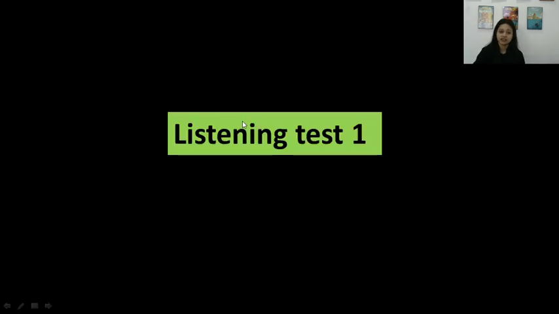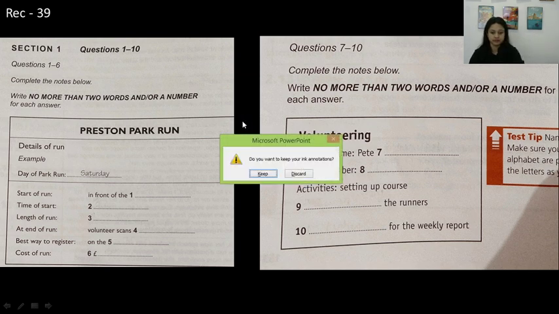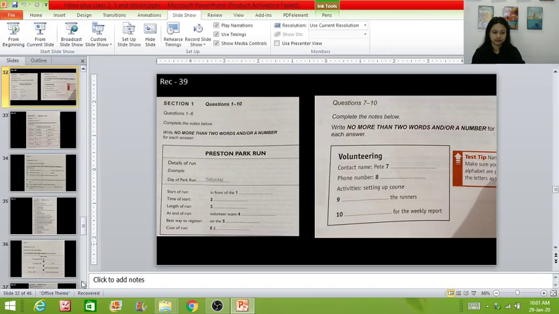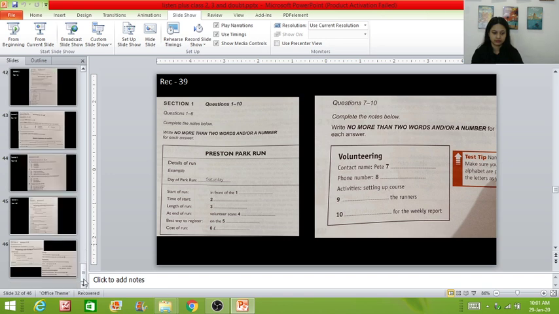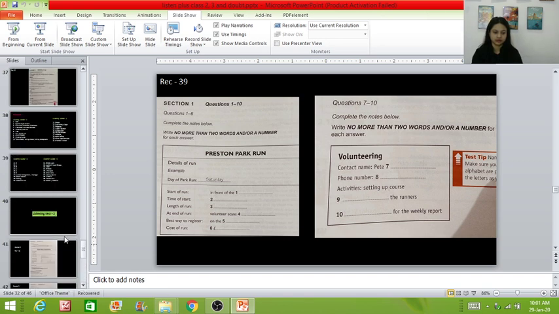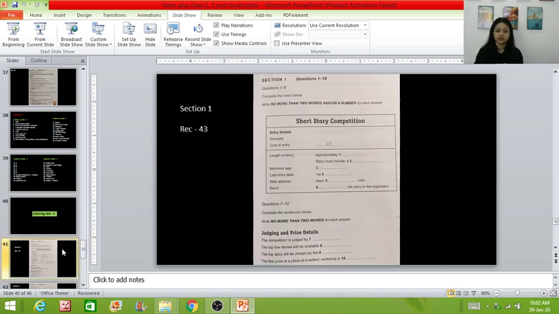Right. So without any further ado, let's get started with our listening test. So this is your listening test 2. Keep a paper and pen with you so that you can write all the answers when the test starts.